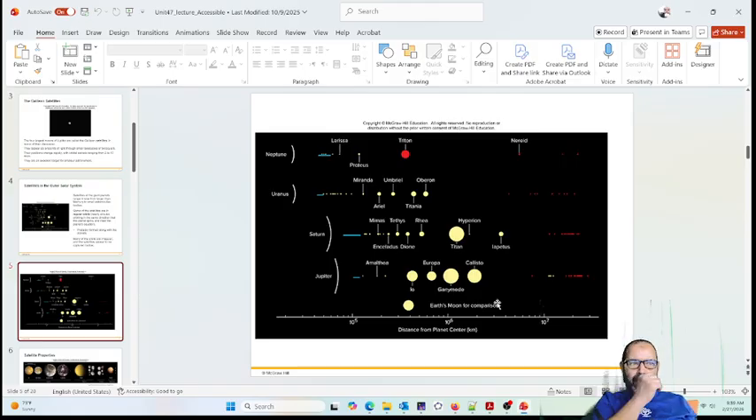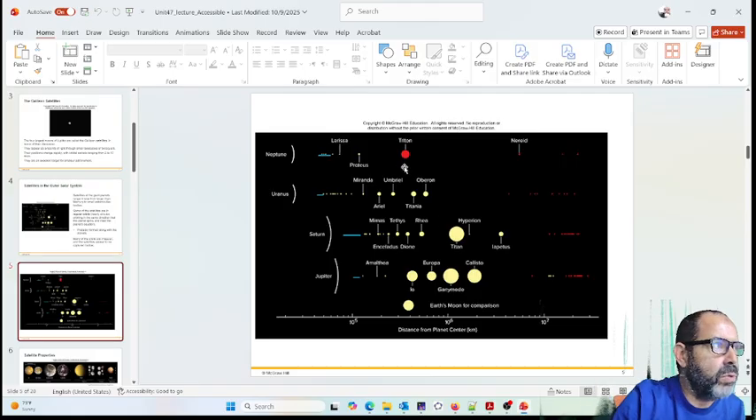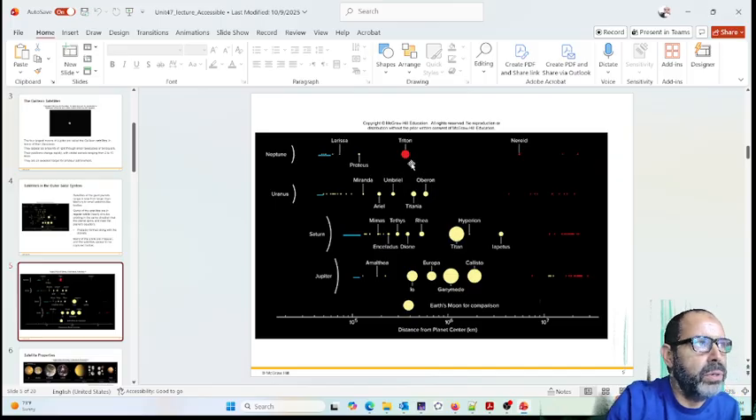In addition to that, I have another color coded. The biggest one of them is Triton, the moon of Neptune, but I have more of that. And you see that they usually line up on the far side from the planet.